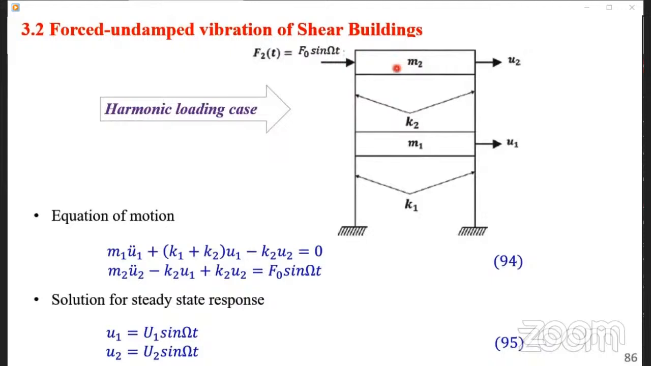That's the definition of a shear building. There are no rotations at the floor level. So we're talking of forced and undamped vibration. Undamped meaning even at this stage we do not have the coefficient C. So you see the equation of motion.